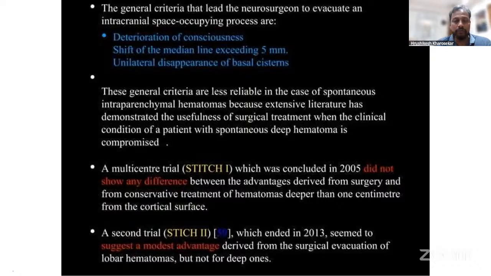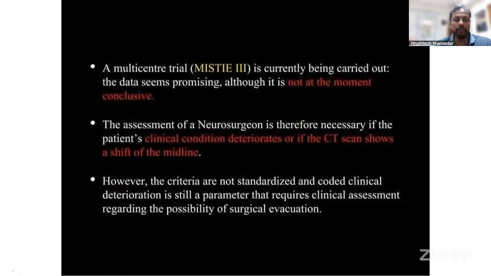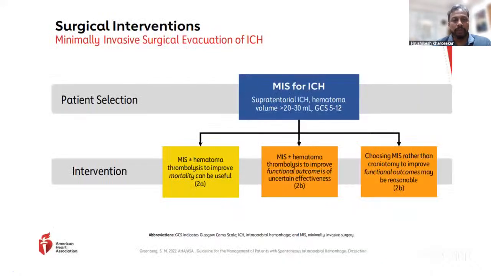The STICH 1 trial, which was conducted in 2005, did not show any difference or advantages for surgery versus conservative treatment. The second trial, STICH 2 trial, which ended in 2013, seemed to have an advantage for surgical evacuation for lobar hematomas, but still not for the deep-seated hematomas. There is a third trial, MISTIE trial 3, currently being carried out, but the data is not out yet. So the assessment of a neurosurgeon is necessary if the patient's clinical condition deteriorates or CT shows the shift in midline, then you have to operate on the patient.